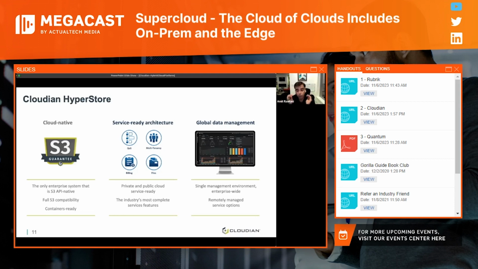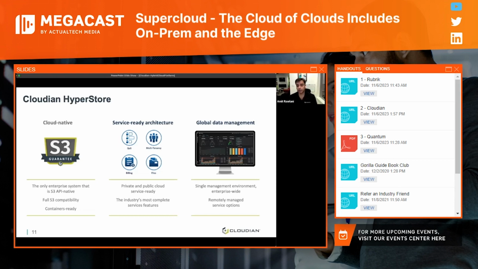Cloudian is the only enterprise system built from the ground up on S3, right? This includes every call, every error code. In fact, it is compatible to AWS S3. That's how easy it is to use Cloudian. With the full S3 compatibility, you know that the software you have written for AWS S3 will work with Cloudian. Just as importantly, the software that's written on Cloudian will work with AWS S3. It works both ways, right?